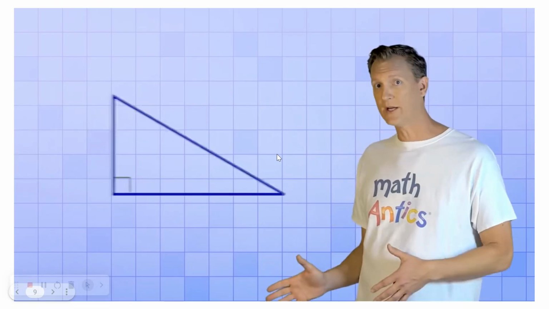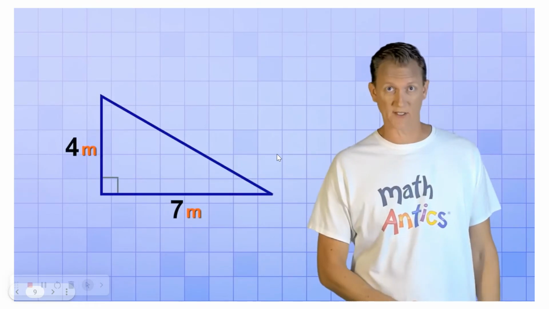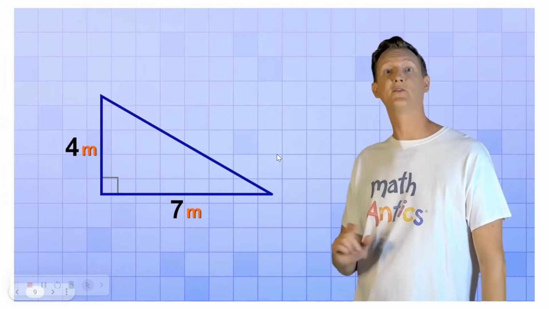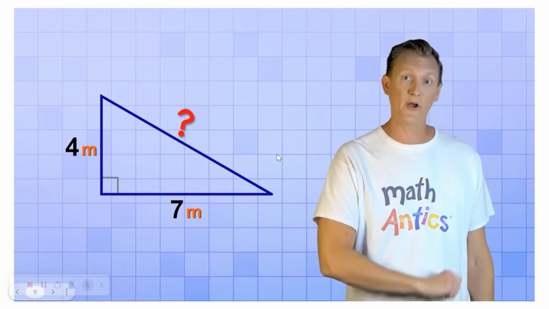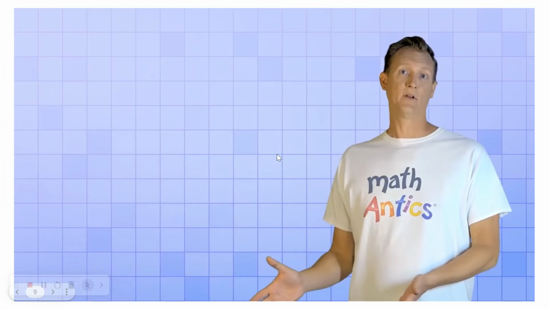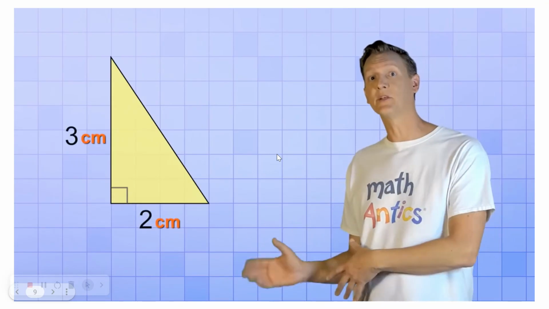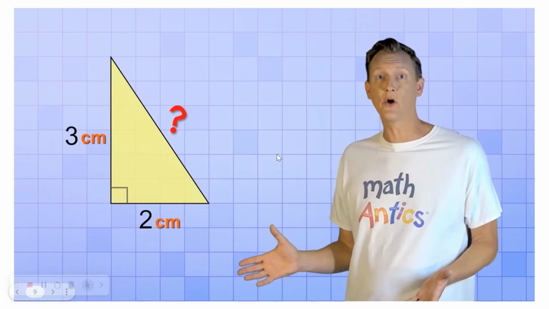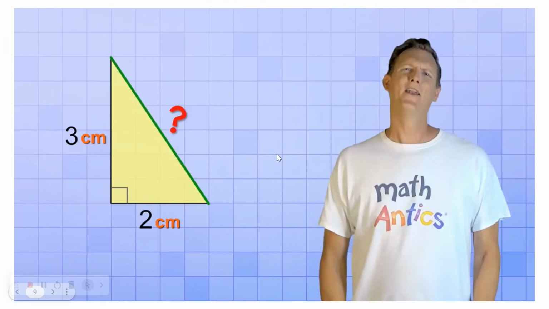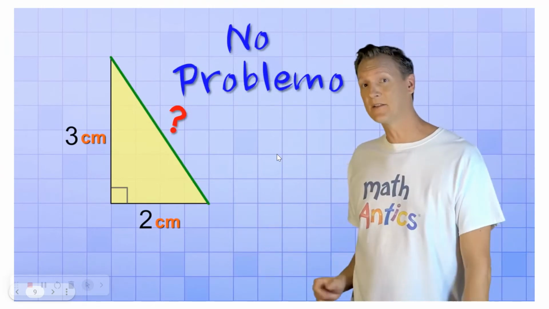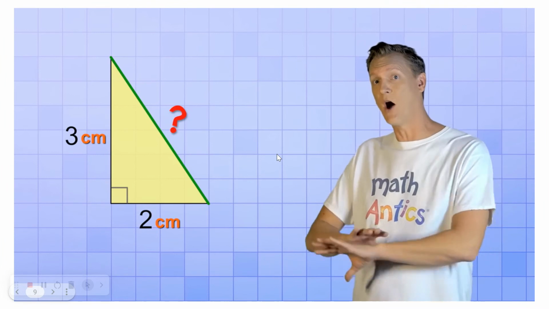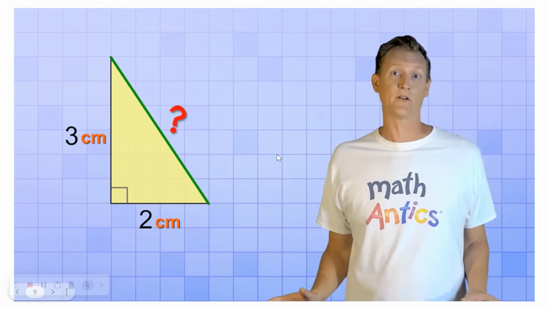Specifically, if you have a right triangle, but you only know how long 2 of its sides are, the Pythagorean theorem tells you how to figure out the length of the third unknown side. For example, imagine that you have a right triangle that's 2 centimeters long on this side and 3 centimeters long on this side, but we don't know how long the hypotenuse is. No problemo.